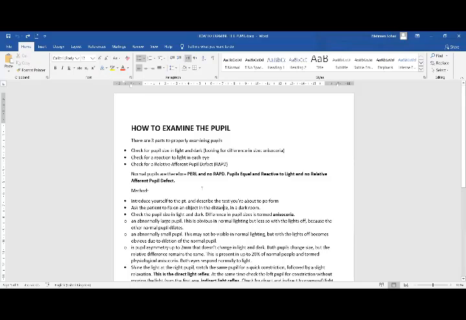Okay. Normal pupils are therefore PERRL or no RAPD. PERRL stands for pupils equal and reactive to light, and no relative afferent pupillary defect. I think we'll go into this tomorrow after we've studied relative afferent pupillary defect.